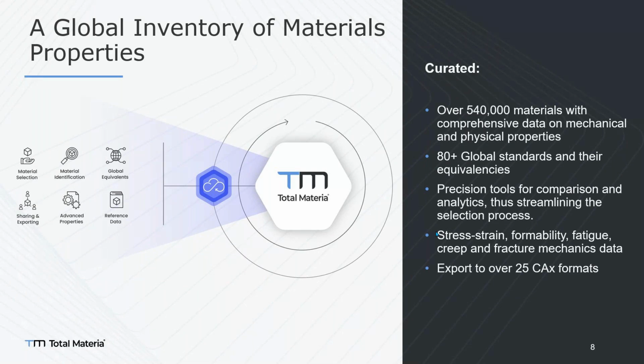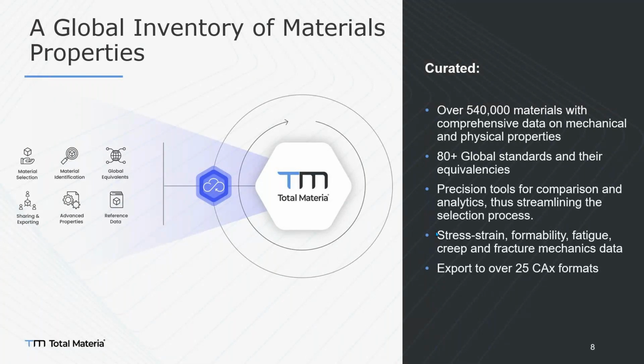So if you're trying to choose between a couple of different materials, we do have tools to help you with those materials comparisons and helps you streamline the material selection process, advanced material properties like stress strains, fatigue data, and most importantly, from a simulation perspective, you could export this data to over 25 CAD CAE formats from SolidWorks to CATIA, NX, ANSYS, you name it, we cover all those formats. And it's really easy to export the information from Horizon. So from a global inventories perspective, we do have over 25 million properties that you could choose from.